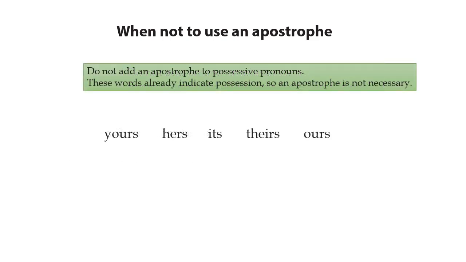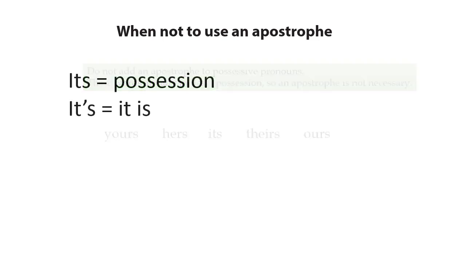And do not add an apostrophe to possessive pronouns. So these words already indicate possession. That's what they do. That's their whole purpose for being. They are not made possessive by adding an apostrophe. So an apostrophe is not necessary. This most commonly occurs with the one in the middle there, its. So its is the possessive pronoun that indicates possession. It's, with an apostrophe, is a contraction of it is.